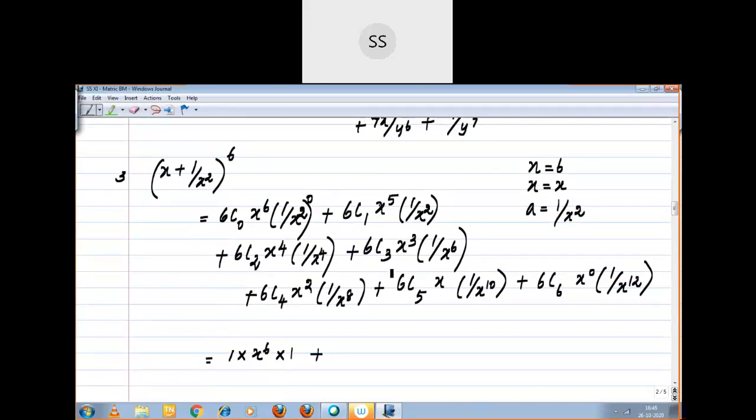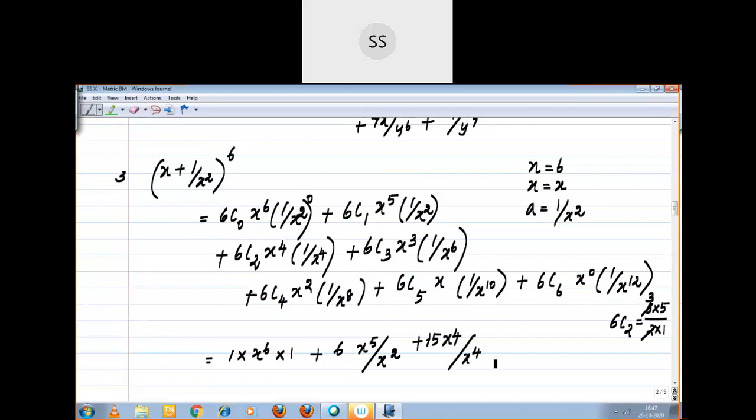So 1 into x power 6 into 1 plus nc1 equal to n. 6c1 equal to 6, x power 5 divided by x square, plus 6c2. 6c2 equal to, write the number in the reverse order, that you have to express only two terms.